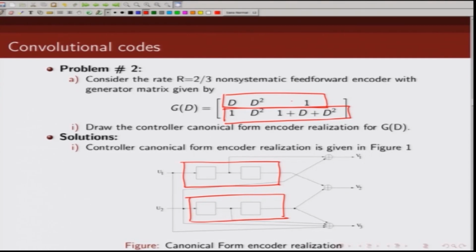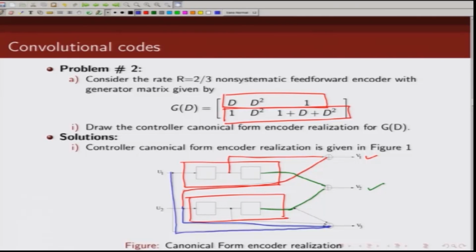Maximum memory element for the first one is 2, second one also 2, and we can see now the first output is D times U1, which is this, plus U2 times this. The second output is D square times U1 and D square times U2. So, that is this, and the third output is U1, which is this, and this is U1, D times U1, D square times U1. So, that is your third output. Okay.